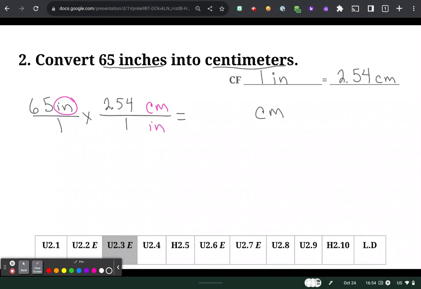All right, so now I know that the inches would be able to cancel out, and I would end with just centimeters. And now I have to look at it mathematically. I would take 65 times 2.54 and then divide that whole thing by 1. And again, I can just ignore the 1. So when I multiply 65 times 2.54, I would get 165.1 centimeters. All right, let's do one more.